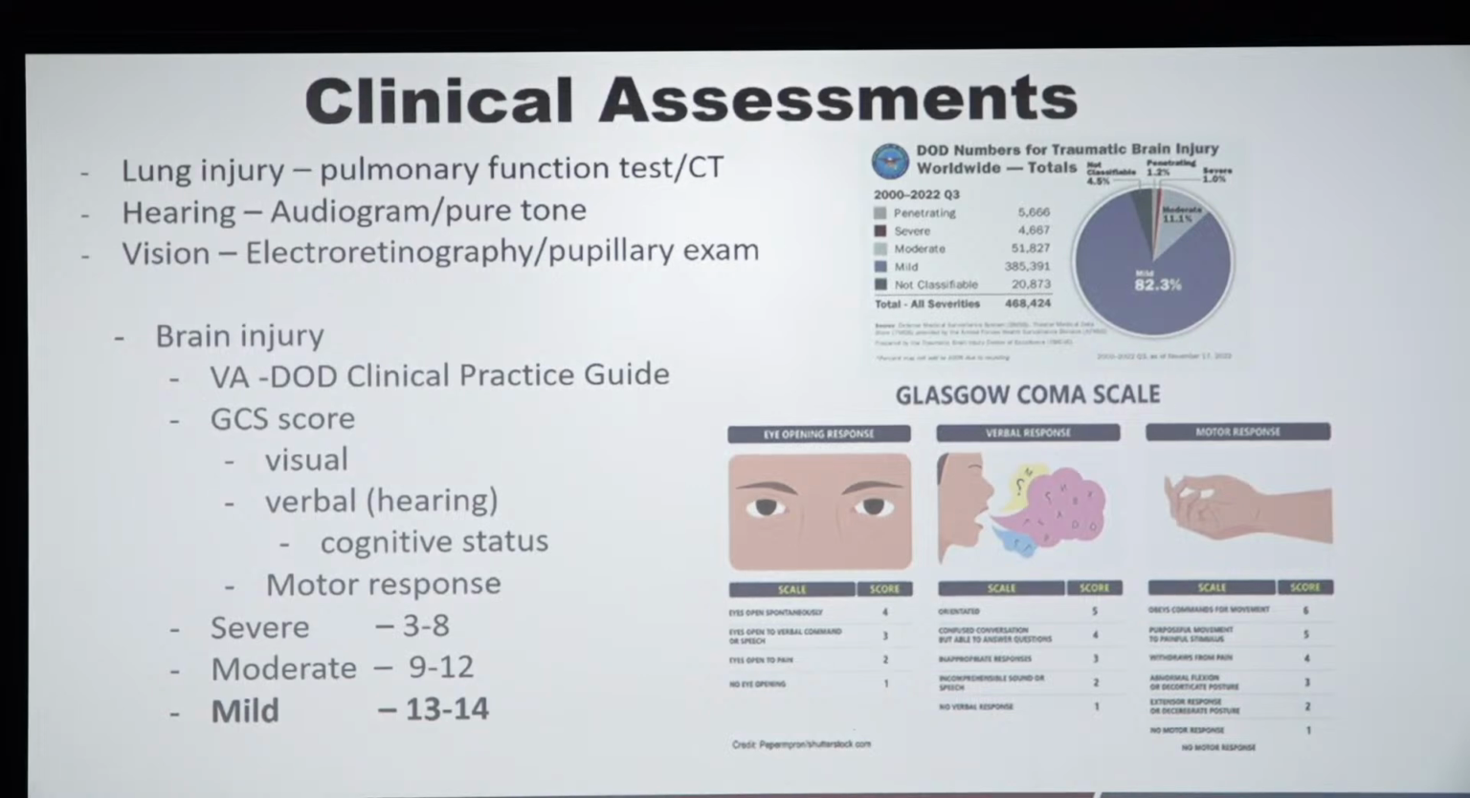Here, audiogram, vision. Most of you who wear glasses know that when you go to your ophthalmologist, you can go through the ERG test. So that's a pretty standard test. And brain injury is basically the GCS score. But according to the Department of Defense and Veterans Affairs, they define it a little differently, with three different severities. Mild is a little hard to diagnose, but subclinical, submild ones are even harder because you don't really have a definition of diagnosis for it.